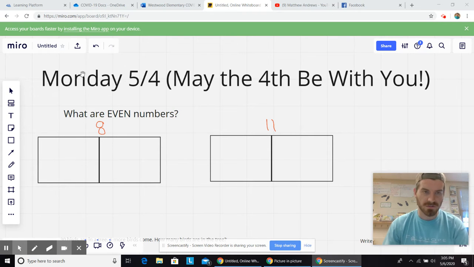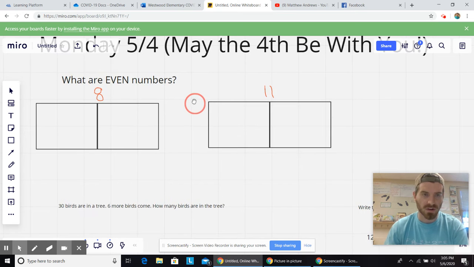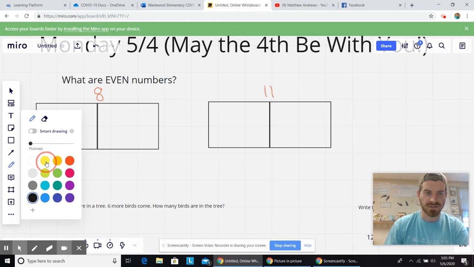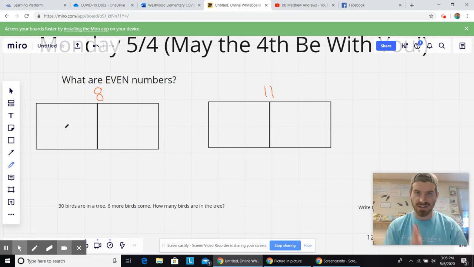All right, so this is Monday's math work, and it's just been a long time since we've gone over even and odd numbers. So it asks, what are even numbers? I changed up the numbers here so that way we could understand, and then they could use that on the numbers that they give. But basically, even numbers are numbers that can be divided equally.